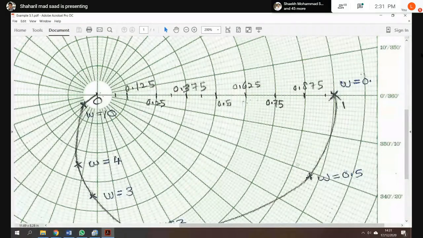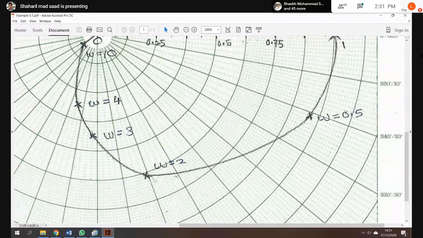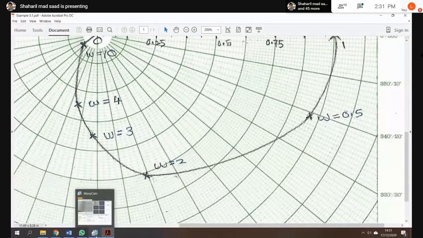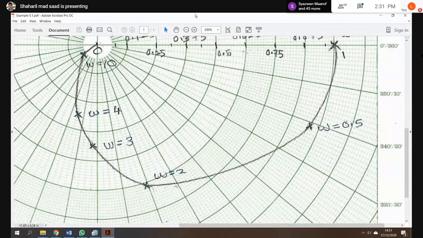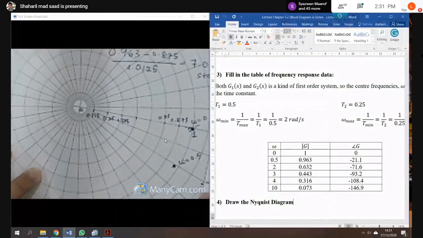Alright, done. Then you can continue to calculate omega equal to 2, omega equal to 3, omega equal to 4, and omega equal to 10. Okay. So let's do this together.